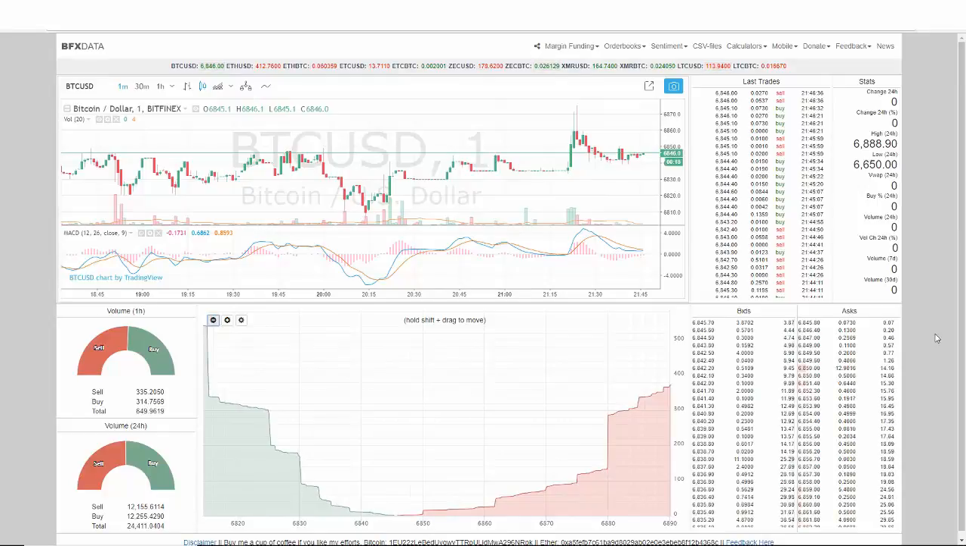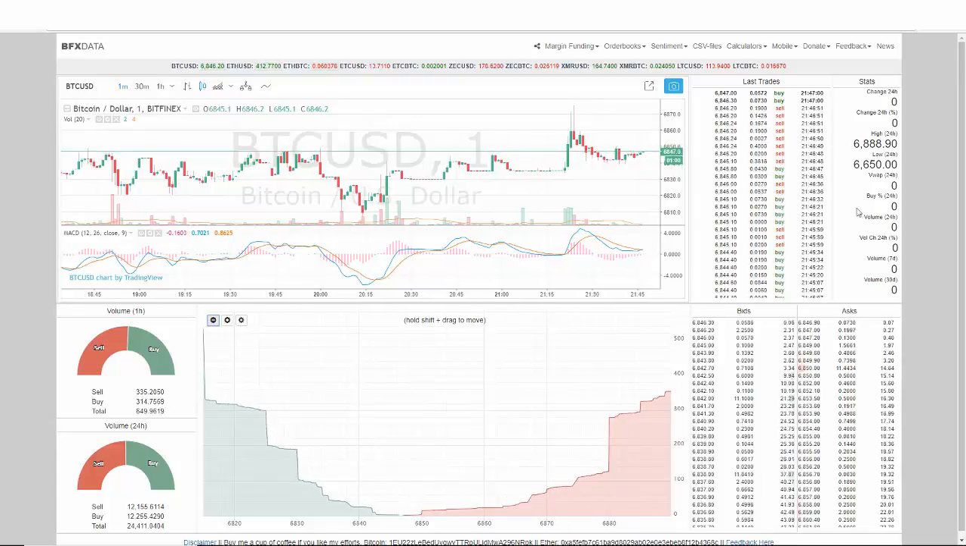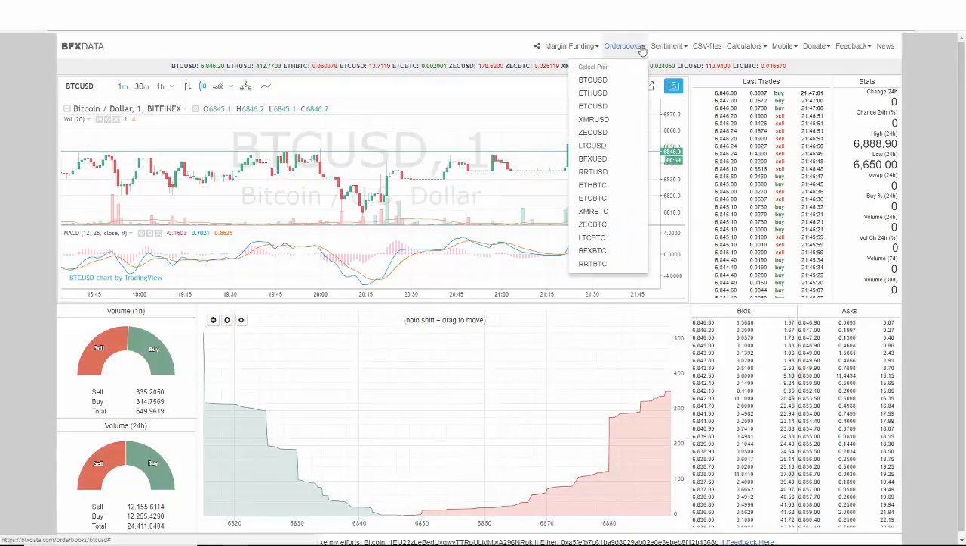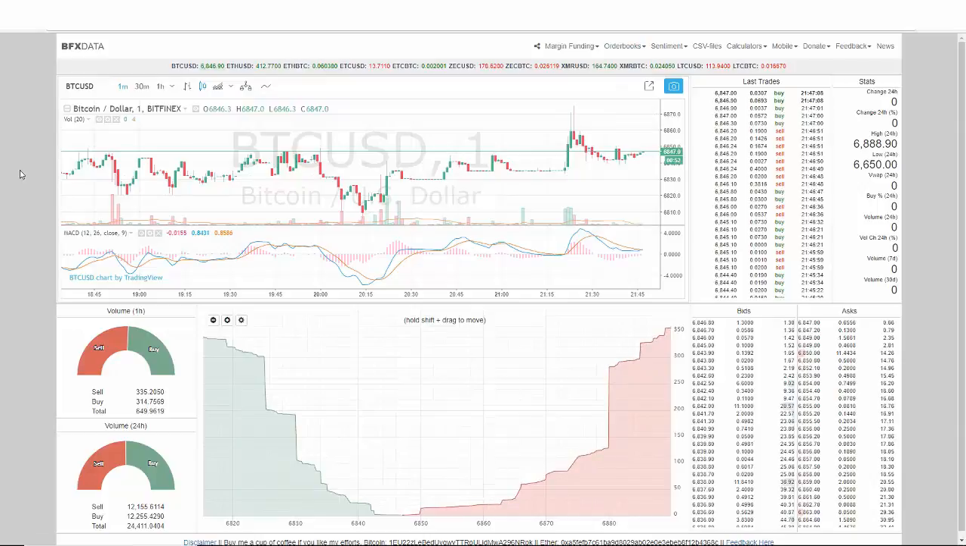We're looking at the Bitfinex data. This is a real-time updated source of information where we can look at a variety of assets to see exactly where specific buy limits and sell limits reside within the market. As you can see, under the order book section, we have several different pairs that we can look at. Right now, we're looking at Bitcoin's data.